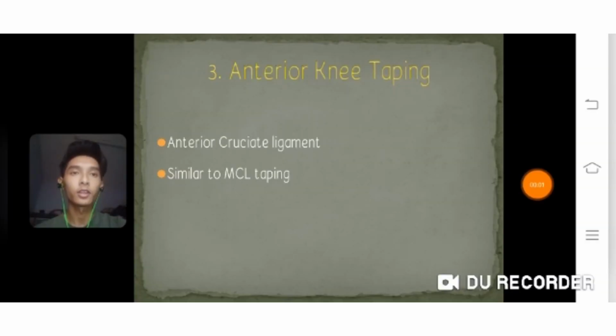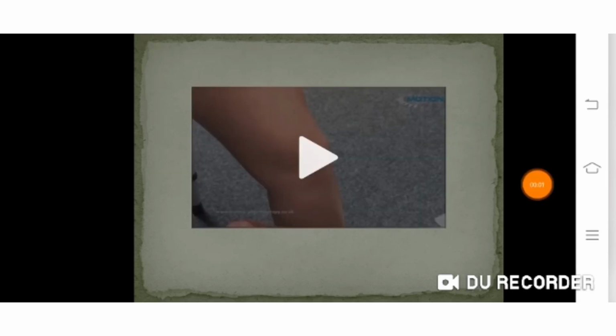Okay, for the third technique, which is anterior knee taping. The anterior cruciate ligament is located in the inside of the knee. This kind of taping is similar to MCL taping, known as medial collateral ligament taping. Okay, here's the video on how to apply the anterior knee taping for the athlete.